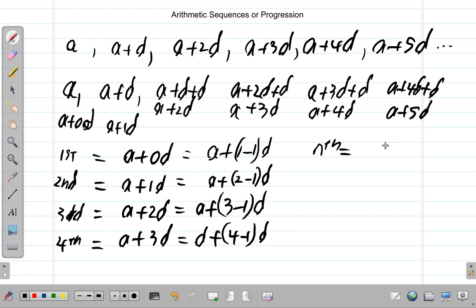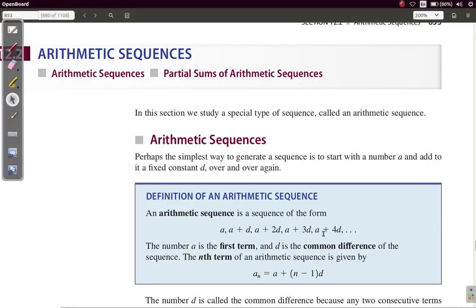Good. So, ready to get the nth term? The nth term would be a plus n minus 1 d. Alright? So that is the nth term, which is what they got in your textbook. a sub n is a plus n minus 1 d.